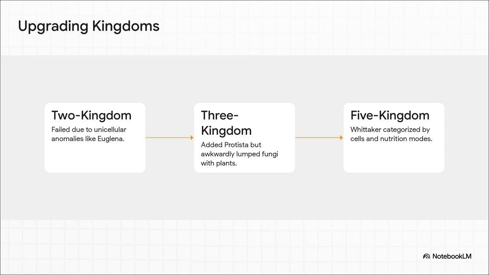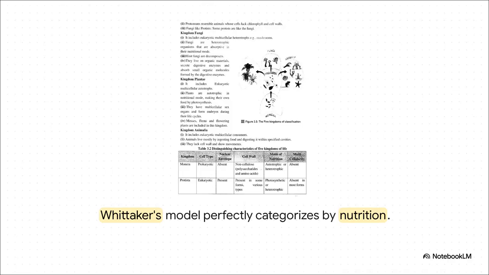Finally, in 1967, Robert Whittaker perfected the model by categorizing life based on cellular organization and how organisms actually get their nutrition. And here we see the absolute elegance of Whittaker's five-kingdom model. You've got Monera for the simple prokaryotes, Protista for complex unicellular life, Plantae for autotrophs that photosynthesize, Animalia for consumers, and crucially, a brand new kingdom, fungi.